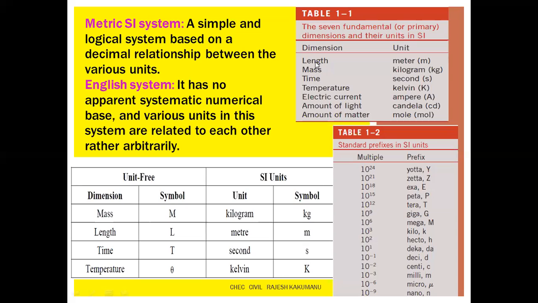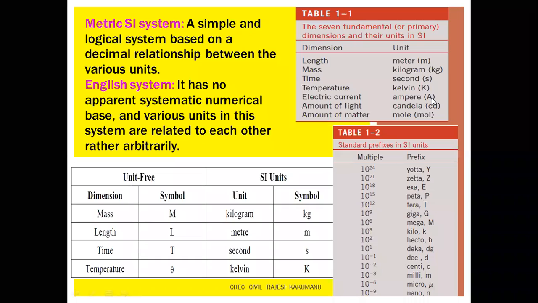Now see the seven fundamental or primary dimensions in their SI units: length, mass, time, temperature, also electric current, amount of light, and amount of matter. For length, you have meter, m. For mass, kilograms. For time, seconds. For temperature, Kelvin. For electric current, ampere, A. For amount of light, candela, cd. And amount of matter is expressed as mole.